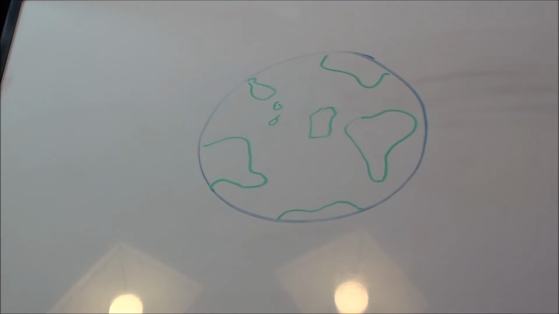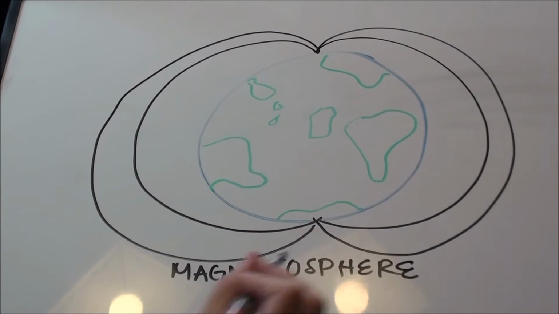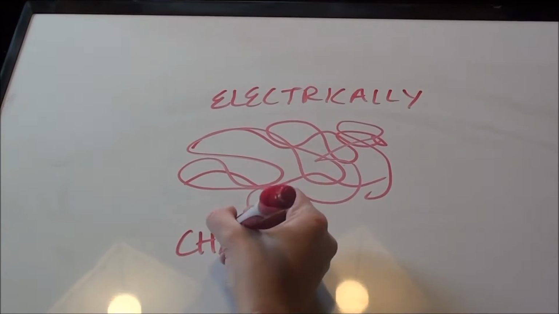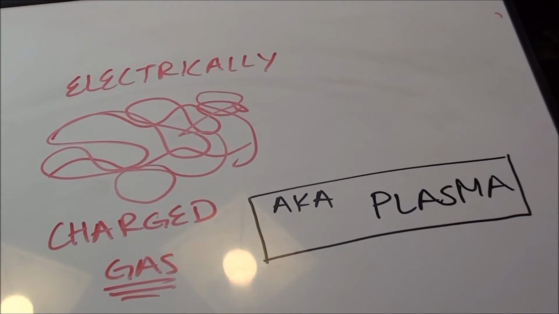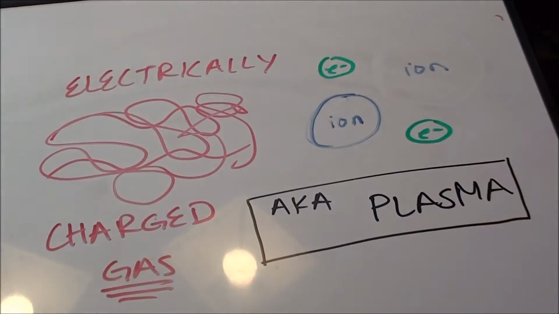The flow of liquid iron generates an electric current, which in turn produces a magnetic field that forms the Earth's magnetosphere. The magnetosphere protects Earth from charged particles from the sun, like solar winds. Solar winds are essentially made up of plasma, which is basically ionized gas, meaning there are a lot of ions, also known as charged particles, and electrons floating around in it.